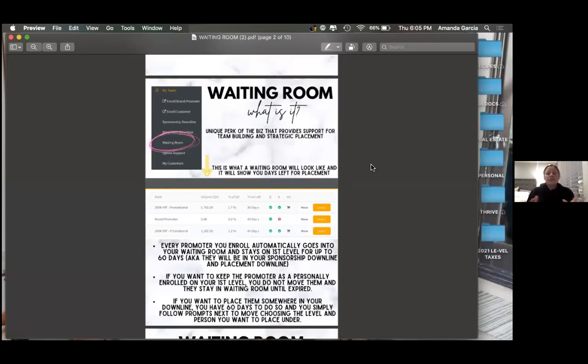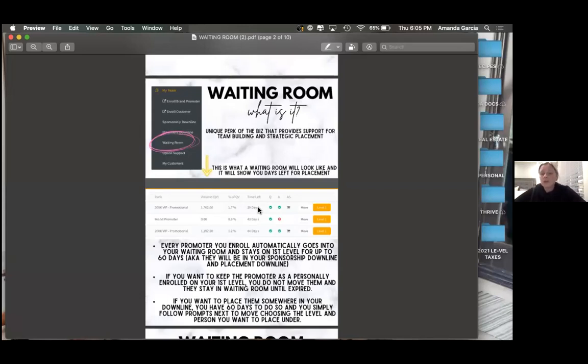So what I did here is I took a screenshot, and I'm going to show you what a waiting room would look like. I took out names and everything, but right here is what a waiting room will look like. To the left of it would be someone's name, and then obviously where they're from. You're going to see their current volume on this first line, and then you're going to see the days left. That means these are the days that the people are left in your waiting room.